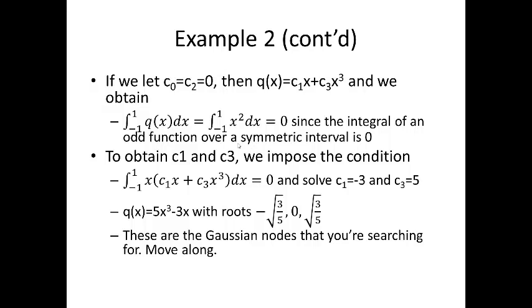So q of x becomes 5x cubed minus 3x, and we can derive those roots with a little bit of algebra, and these are indeed the Gaussian nodes that you're looking for. So move along. I know the Jedi mind tricks only work on the weak-minded, but we really don't want to do all that algebra. So I'm going to move it along. Now what we need to do is obtain the weights for a0, a1, and a2.